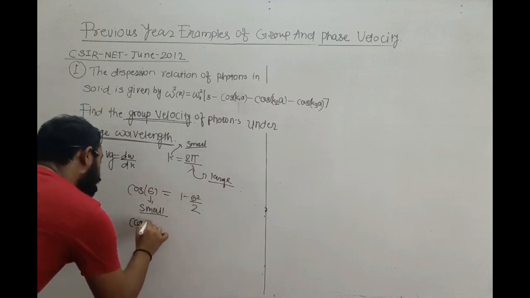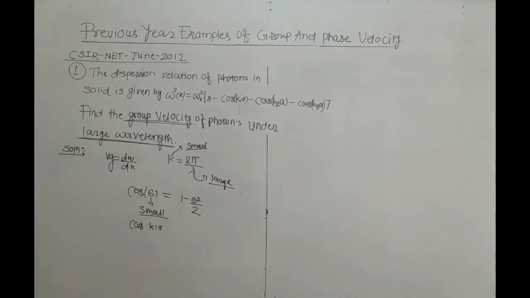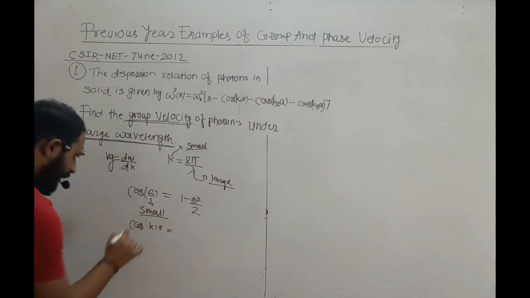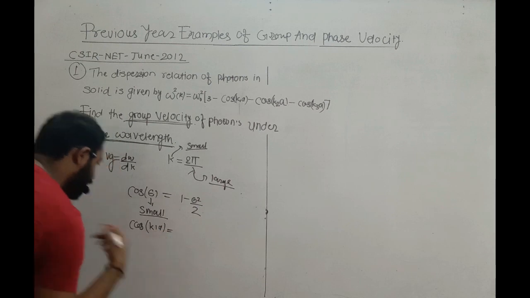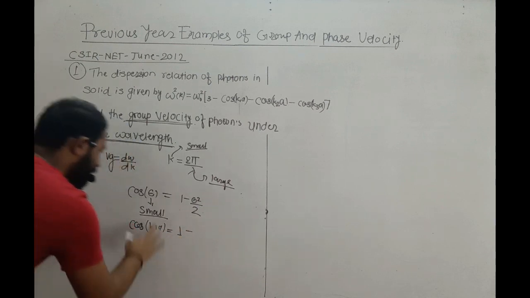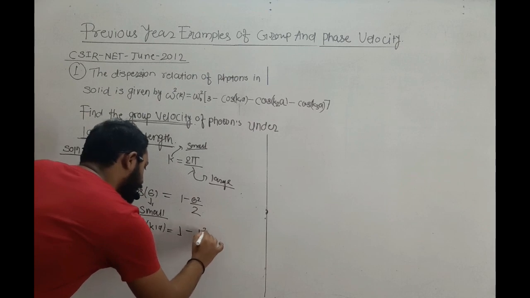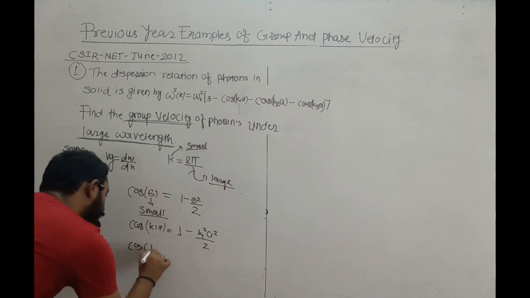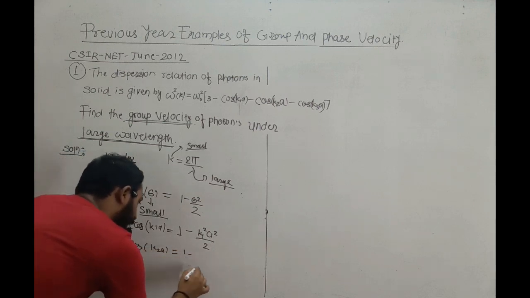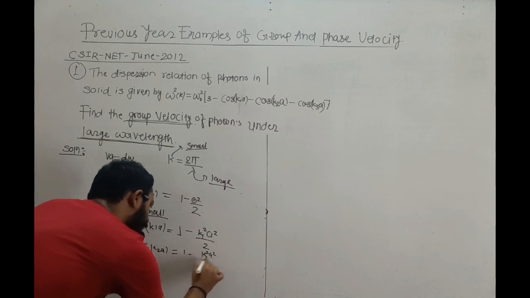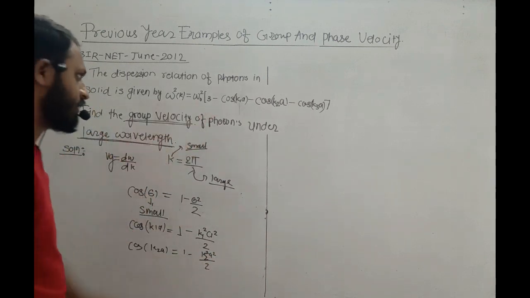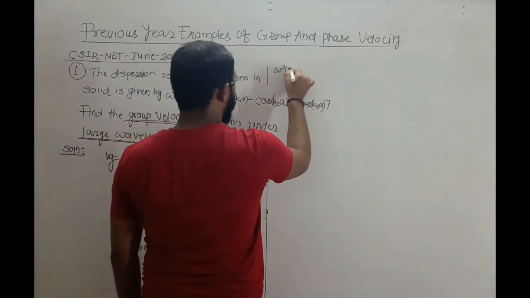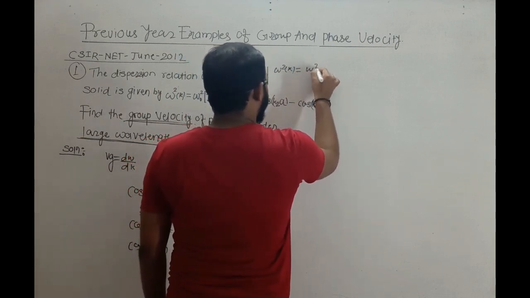Now see, cos of k1a. In place of theta, you have k1a, so 1 as it is, and theta square means k1 square a square by 2. Same for cos of k2a, which is 1 minus k2 square a square by 2, and same for cos of k3a. That's why omega square of k becomes omega naught square as it is.